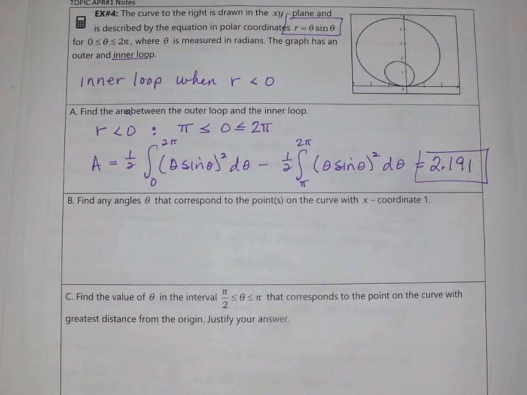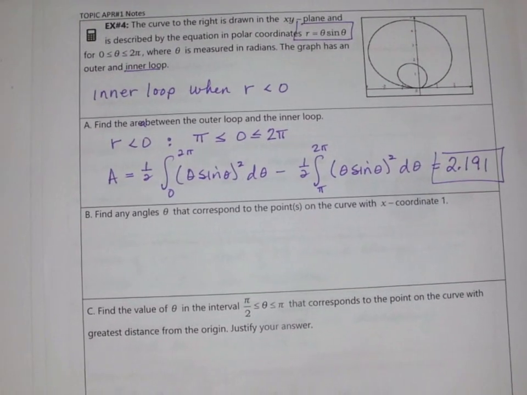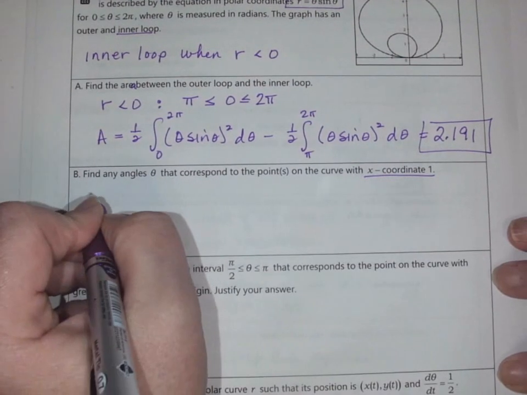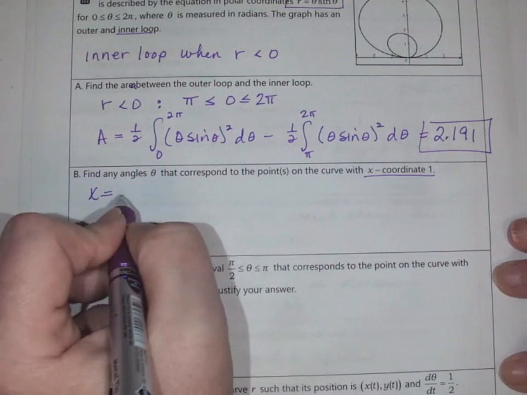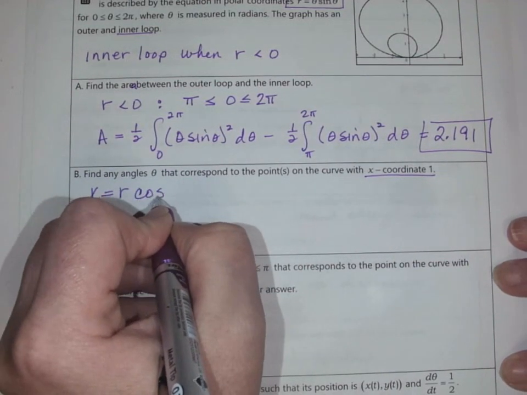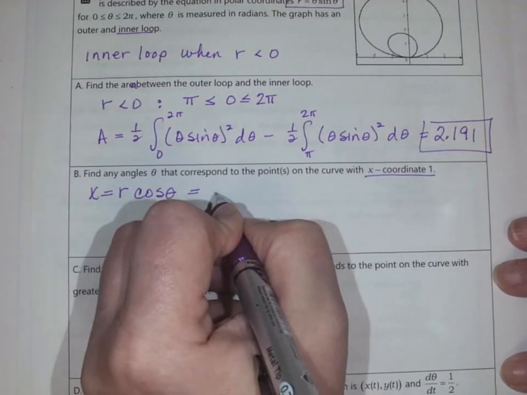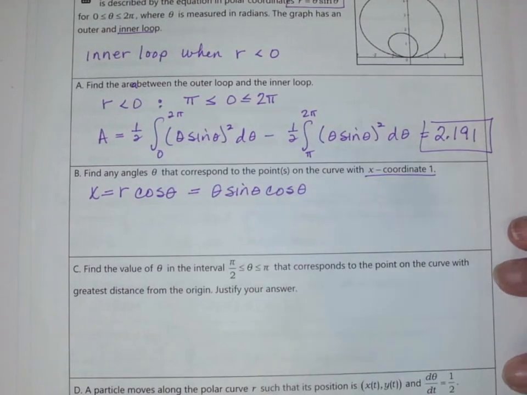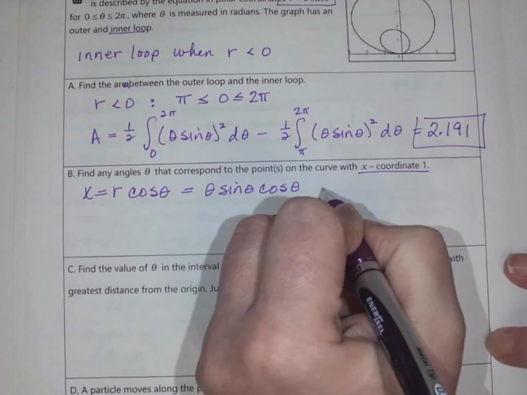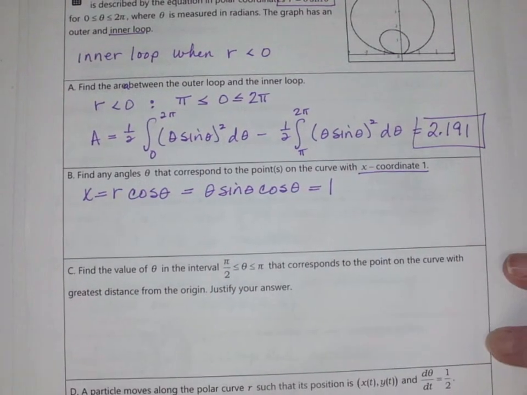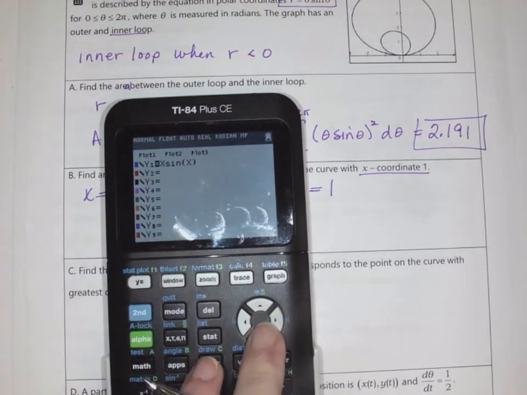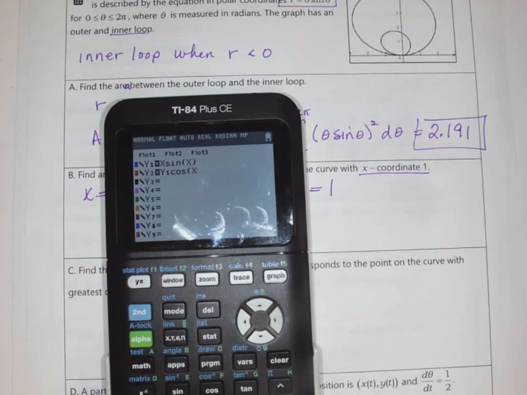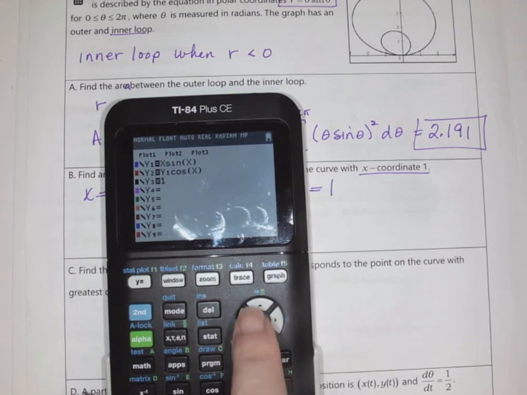Okay? It says find any angles theta that correspond to the point on the curve with an x-coordinate of 1. If we're talking about an x-coordinate, then we have to write an equation for x, which remember is r cosine theta. So for this instance, it would be theta sine theta times cosine theta. That's our x-coordinate, and we want to know if that's equal to 1. So in my y equals screen, there's my r. I'm going to do y1 times cosine of x. That's my x-coordinate, and the value I want is 1.